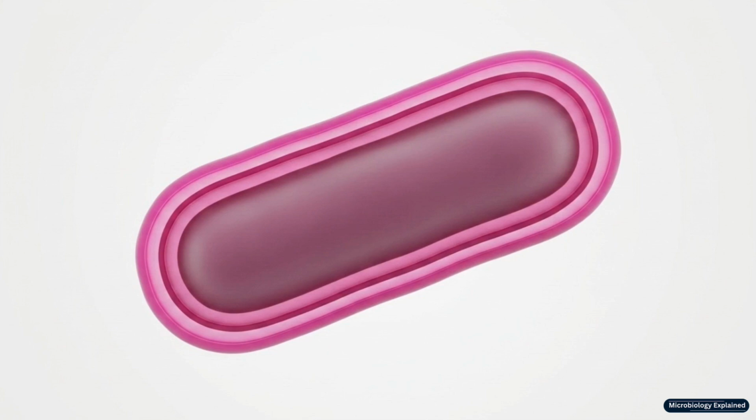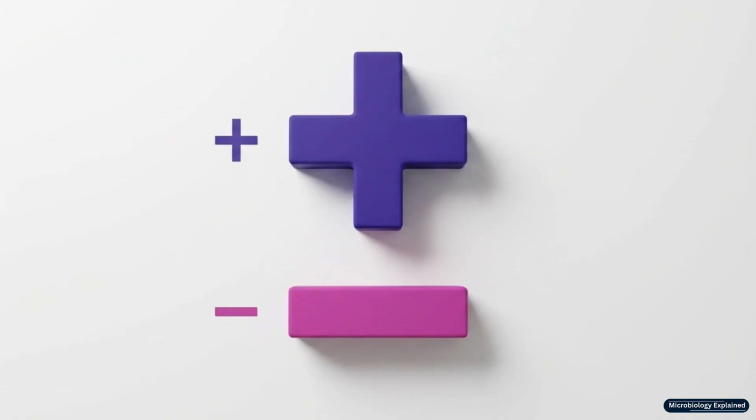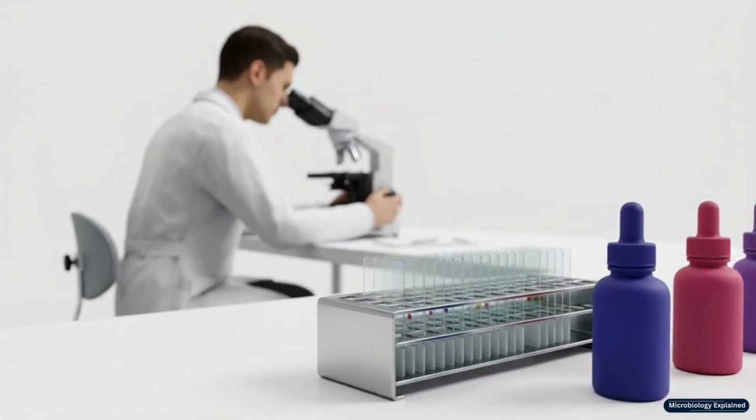This chart summarizes the final logic of the protocol. Gram-positive cells have thick peptidoglycan and stay purple. Gram-negative cells have high lipid content and turn pink. The rule to remember is simple. Purple is positive, pink is negative. By mastering the strict timing of these chemical washes, we can reliably decode the cellular architecture of the microscopic world.